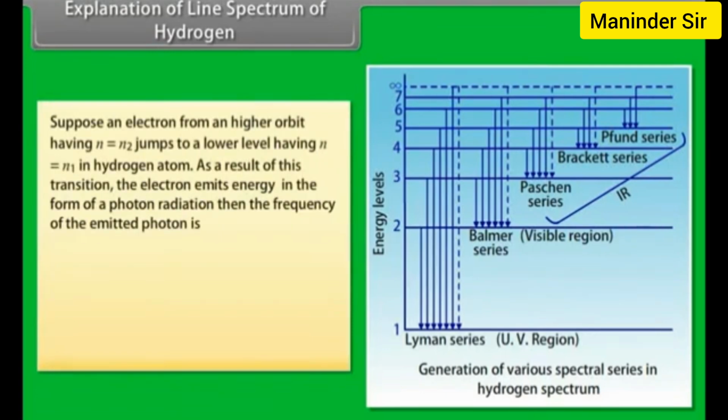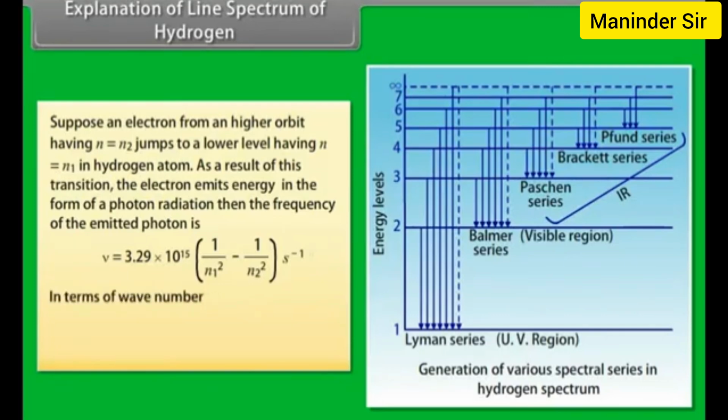Suppose an electron from a higher orbit having n equals n2 jumps to a lower energy level having n equals n1 in a hydrogen atom. As a result of this transition, the electron emits energy in the form of a photon radiation. Then the frequency of the emitted photon is, frequency equals 3.29 into 10 raised to the power 15 into 1 by n1 square minus 1 by n2 square per second. In terms of wave number, it is 109677 into 1 by n1 square minus 1 by n2 square per centimeter.